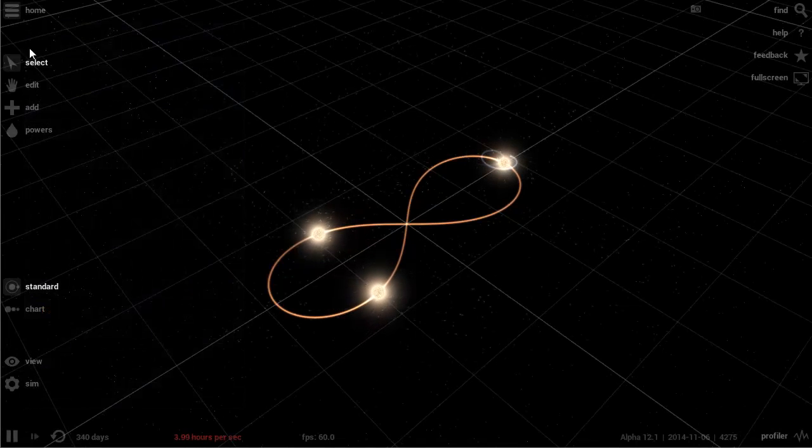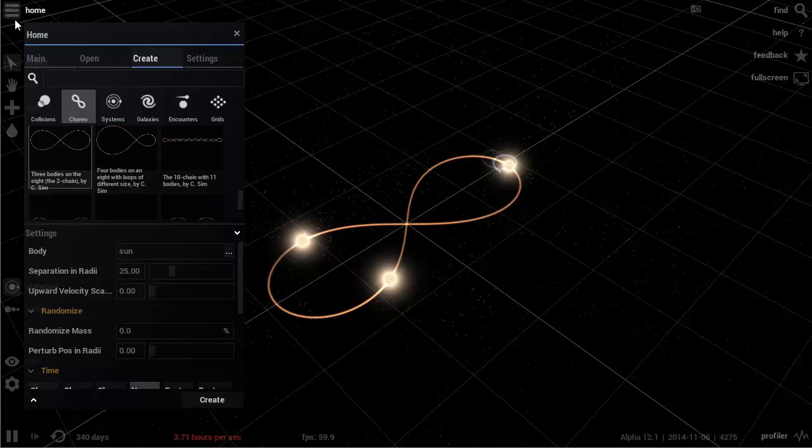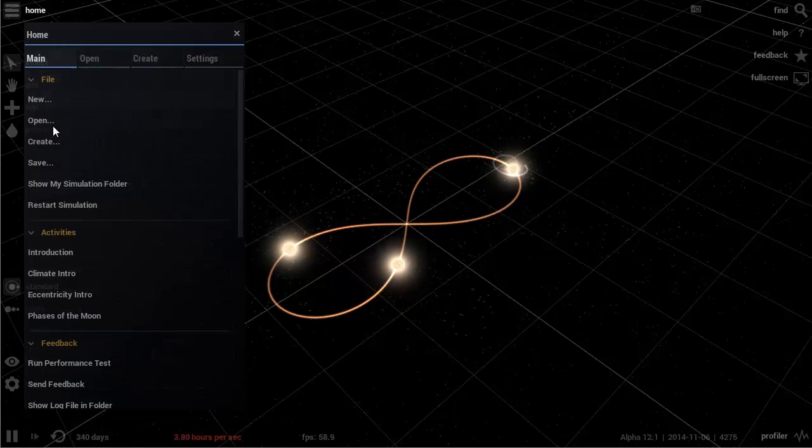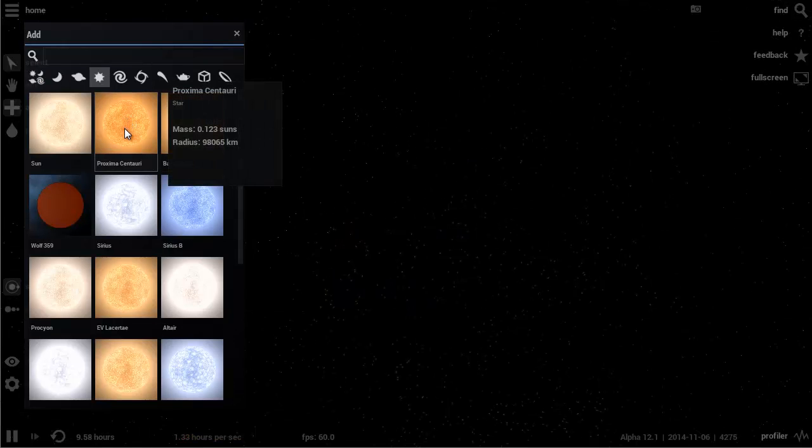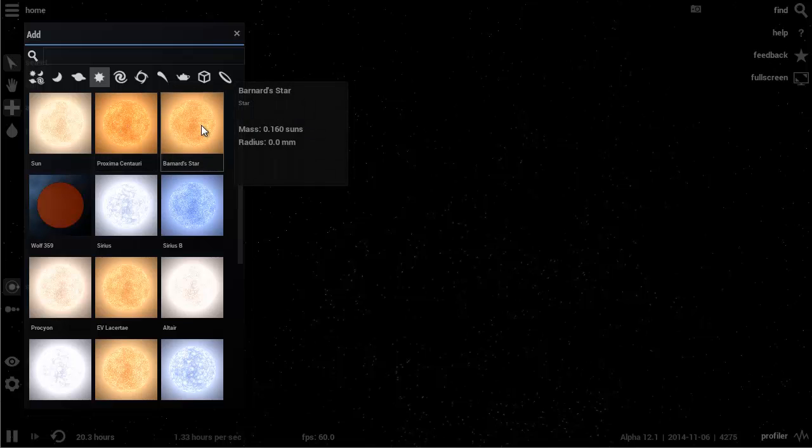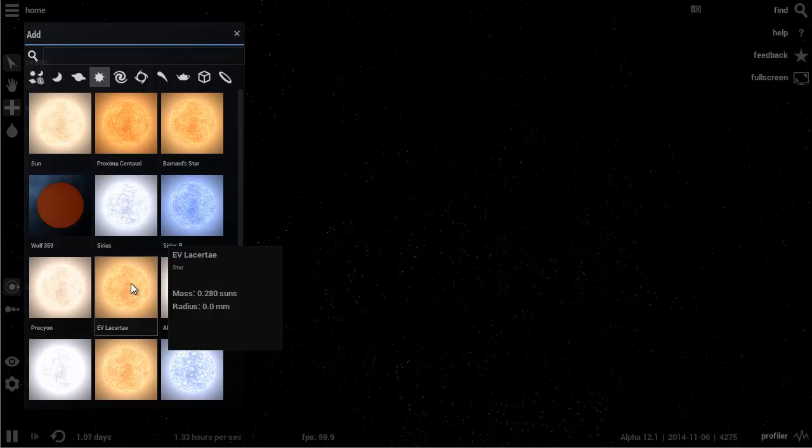If we look at a star similar to the sun, I'm going to start a new simulation right here. There are 2 stars I'm specifically interested in. There's one called Proxima Centauri, which is relatively close to us, about 1/8 of the sun. And there's another one called Barnard's Star that's about the same. And there's another one called EV Lacertae, and this is the one I actually want to use. It's about 1/4 of a sun. So basically this means splitting the sun into 4 pieces.